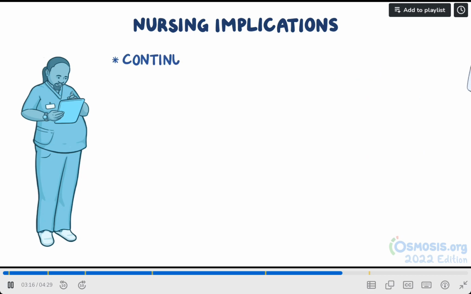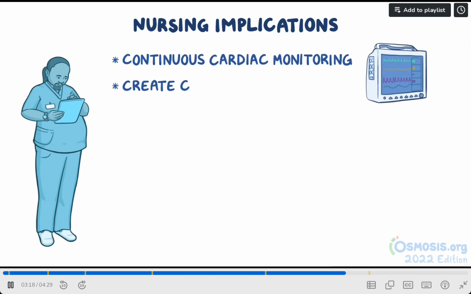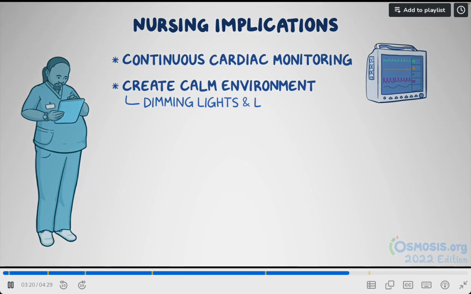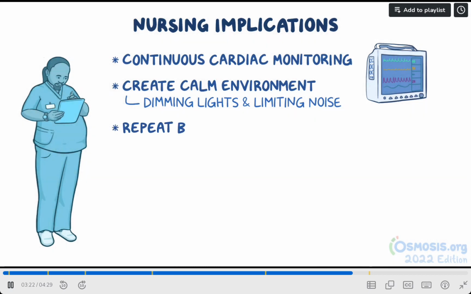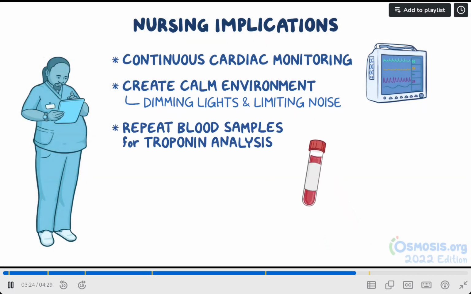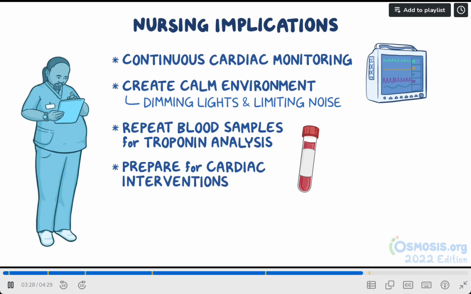Place your patient on continuous cardiac monitoring and create a calm environment by dimming the lights and limiting noise. Draw repeat blood samples for troponin analysis per provider order and prepare them for cardiac interventions as needed.